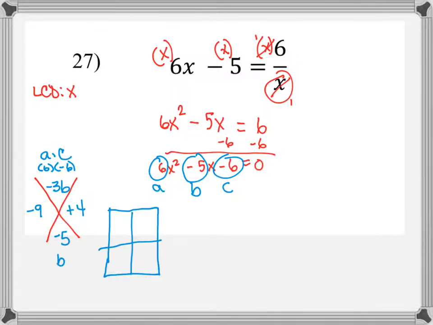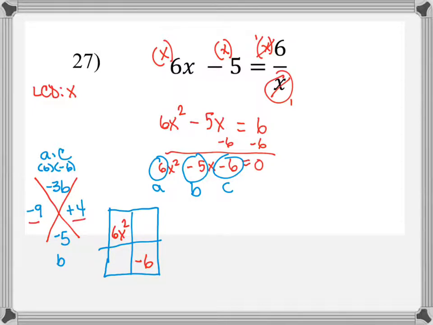And the box is divided into 4 squares. In the top left box, we're going to put the first term, 6x squared. In the bottom right box, we will put the last term, the constant, negative 6. And in the 2 empty boxes, we will use the negative 9 and positive 4 that we found in our x combined with the x.